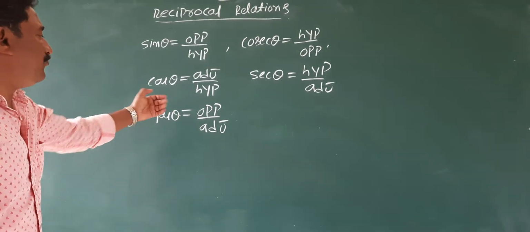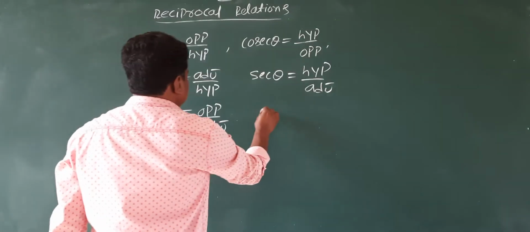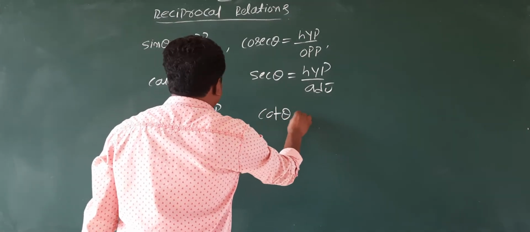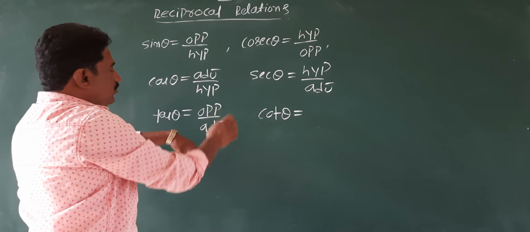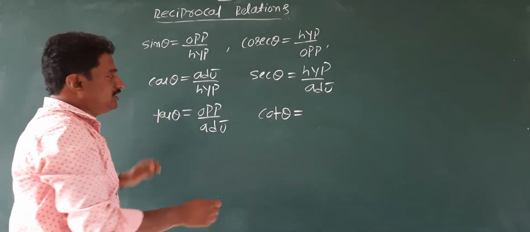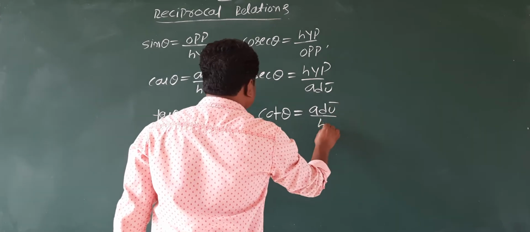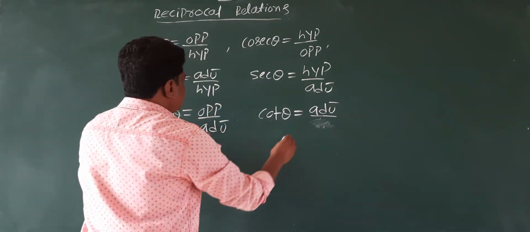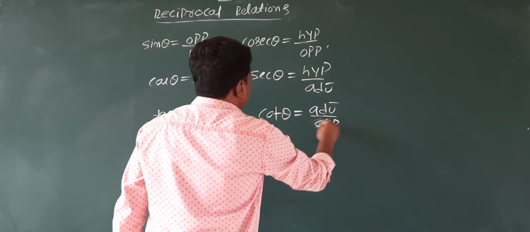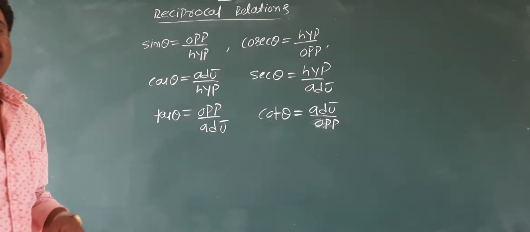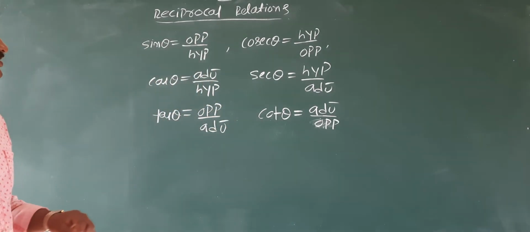So reciprocal of tan is cot. What is the reciprocal of opposite by adjacent? Adjacent by opposite. You have to memorize these things, students.